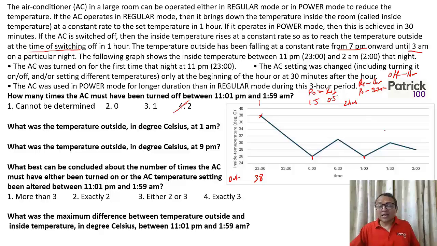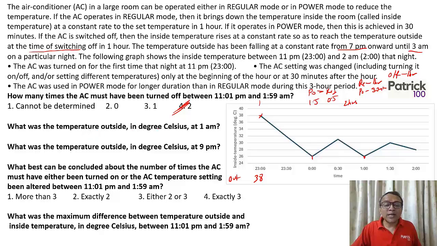There's a chance that the AC was off in the last half an hour, but that is unlikely because the temperature is going up here and then going down. Okay, but in that case, it would have been continuously off. But anyway, 2 times. It can only be turned off at 12 and 1, so 2 times.